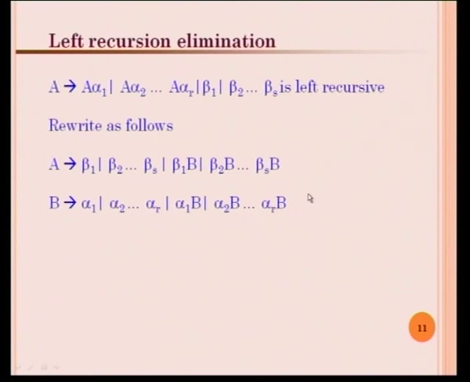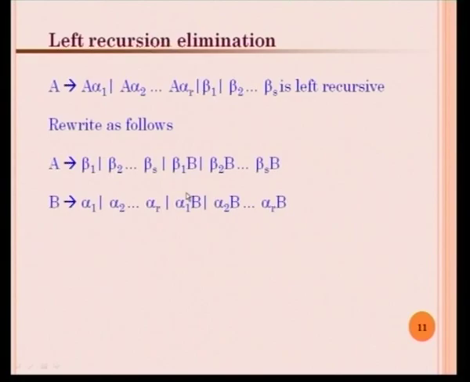Next, as far as our conversion is concerned, we need to convert the given grammar into its equivalent Greibach normal form. As far as Greibach normal form is concerned, the general format of the productions is A derives small a followed by alpha. That means the right hand side of every production in a Greibach normal form grammar should start with a terminal, followed by which we can have anything.